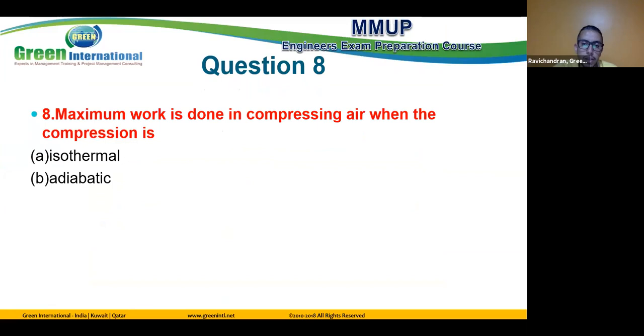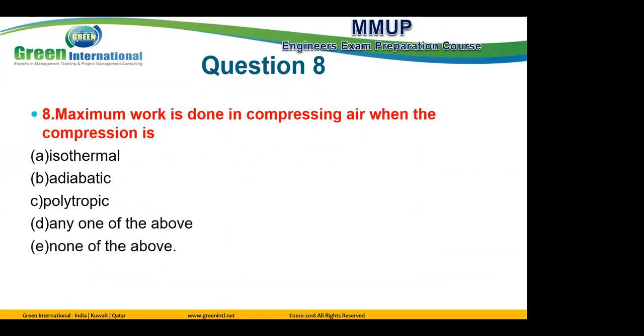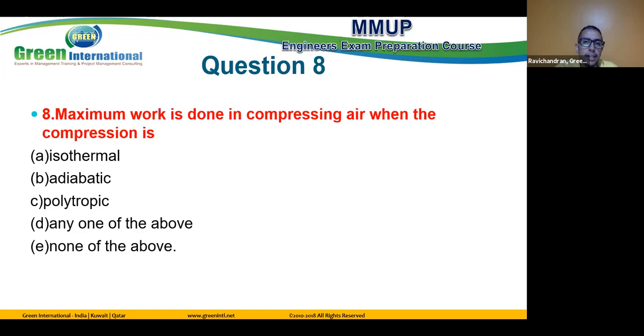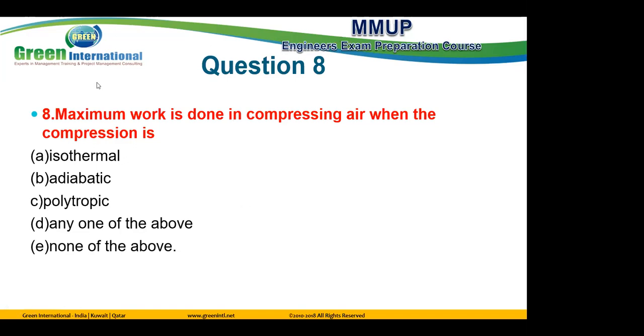Maximum work is done in compressing air when the compression is isothermal. A, isothermal. All agree?